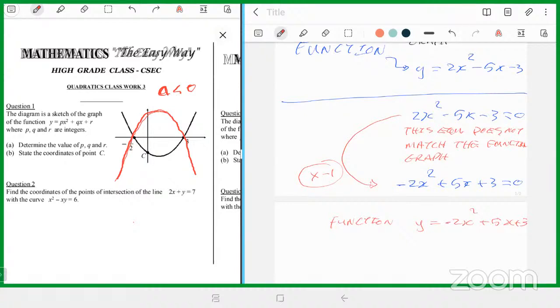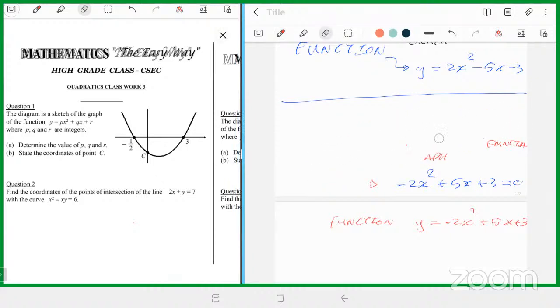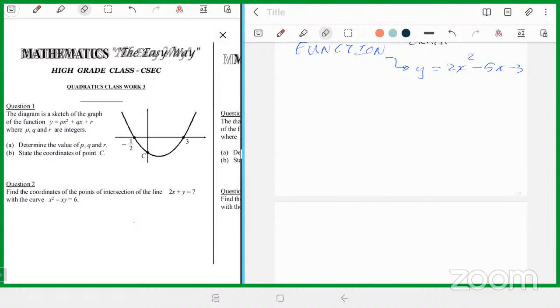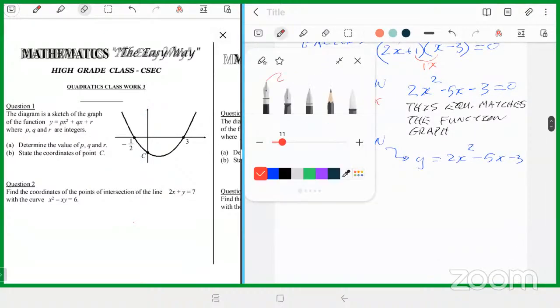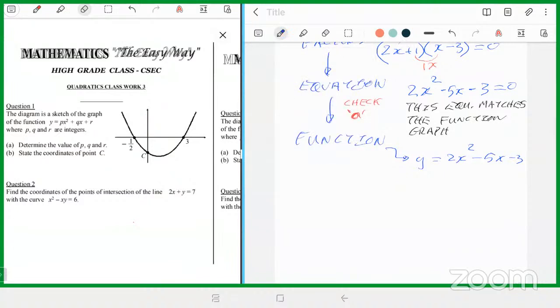But it is not the red one, so let me take this off and erase all of this. I just showed you that so you could see what we would have to do if the graph was a frown graph. But we're having a smile function, or an equation relating to a smile function. So now we know that this is the function for that graph that was given, the smile graph over here.